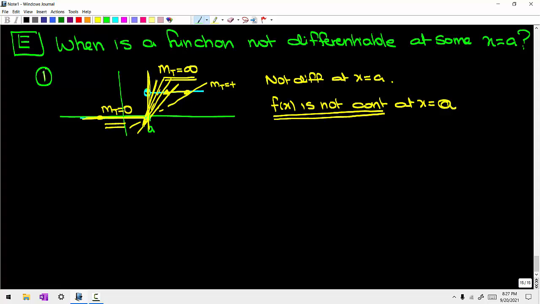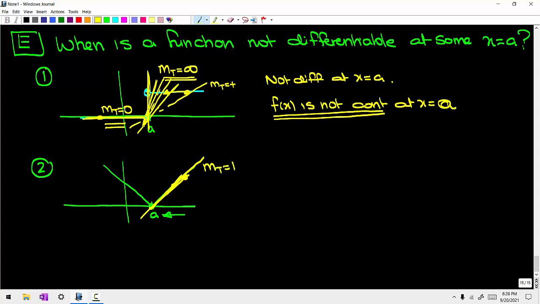Another way this could happen is when you have a function like this. Let's pretend I want to find the derivative here at a. I pick a point from the right and draw a secant line, then I bring that point closer and closer. Eventually that secant line will become a tangent line, which will be the same as that line. Let's pretend this line is exactly diagonal. If it's exactly diagonal, the slope's going to be 1.